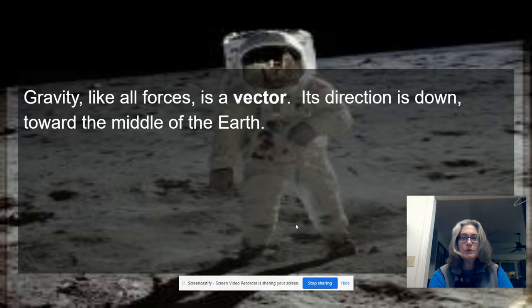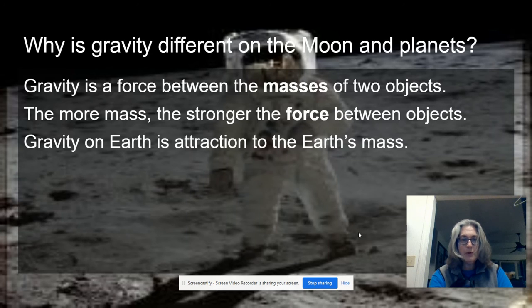Gravity, like all forces, is a vector. Its direction is down towards the middle of the Earth, or the middle of the moon if you're on the moon. Why is gravity different on the moon and planets?